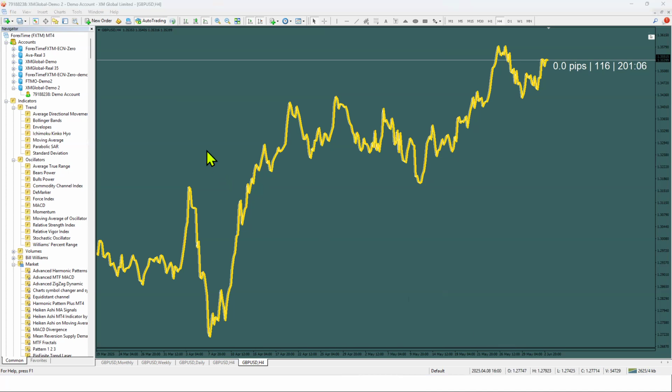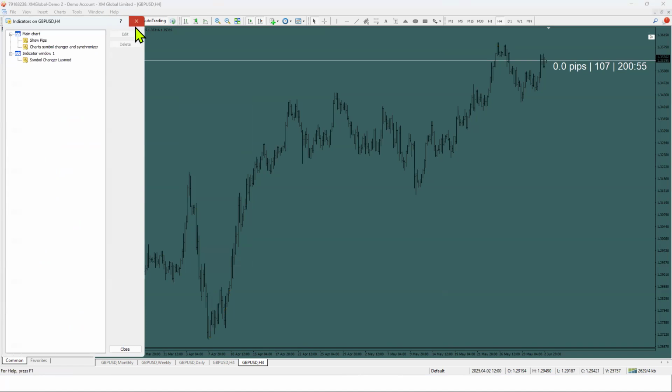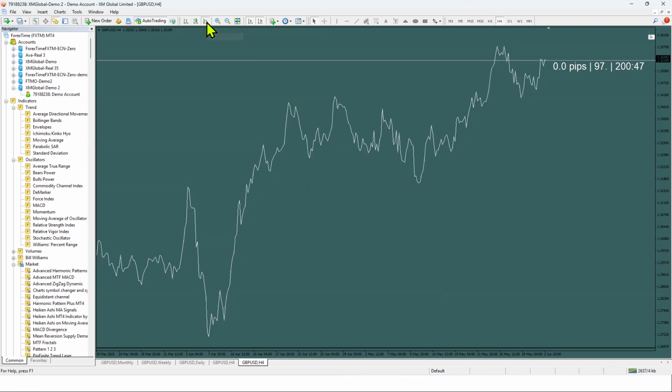So let me repeat what I was saying. I said this your bar chart here, okay, let me take away the moving average. This your bar chart here is the same thing as this candlestick, right? And it's the same thing as this line chart. So it's either you want to display your chart in line format, or candlestick format, or bar chart format, right?